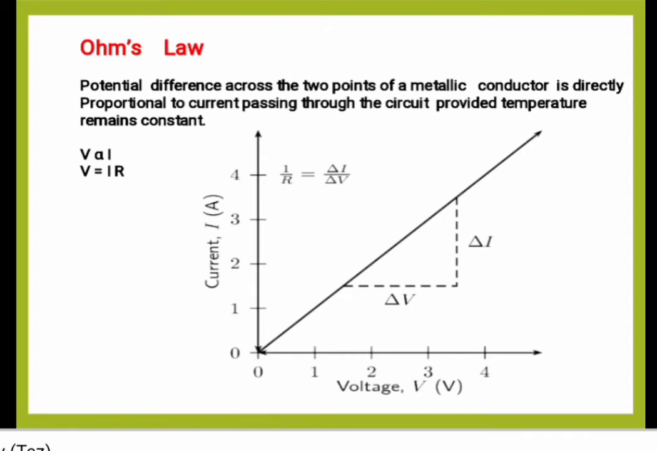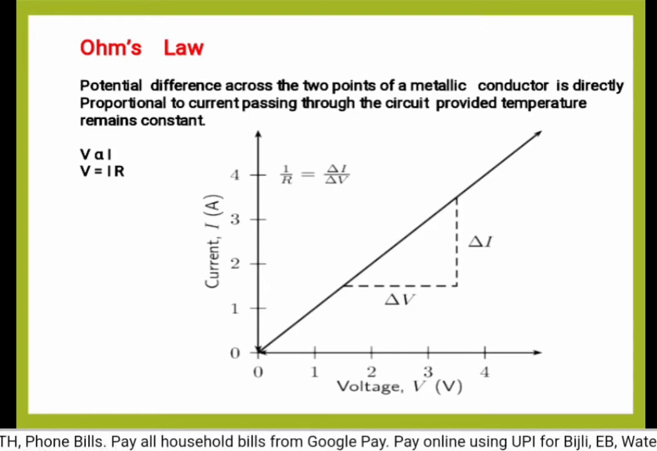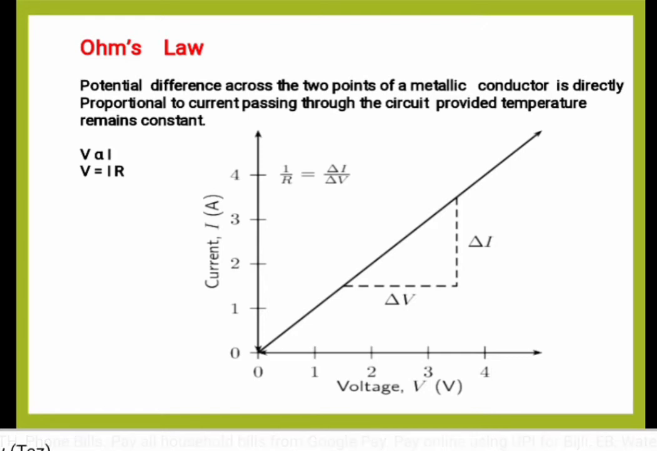You can also find out the slope of the Ohm's law graph. Del I upon del V is also known as 1 upon R. So basically, what is Ohm's law? V equals IR, where voltage is directly proportional to I, the current, and R is resistance.